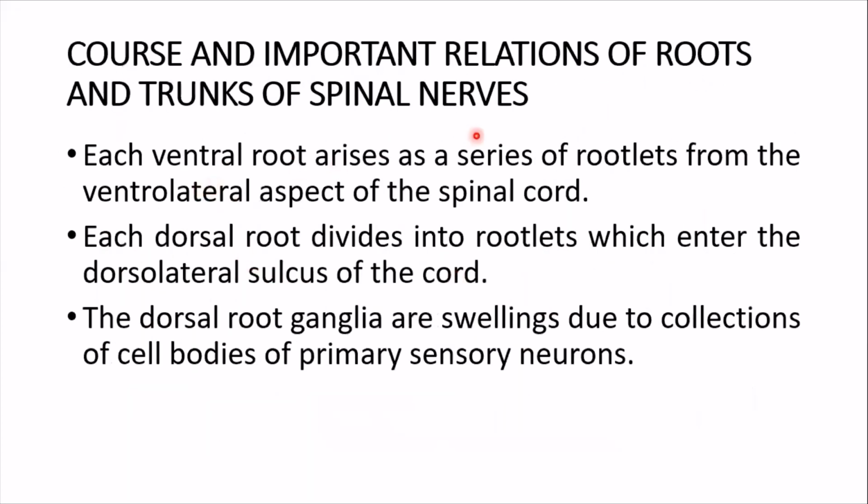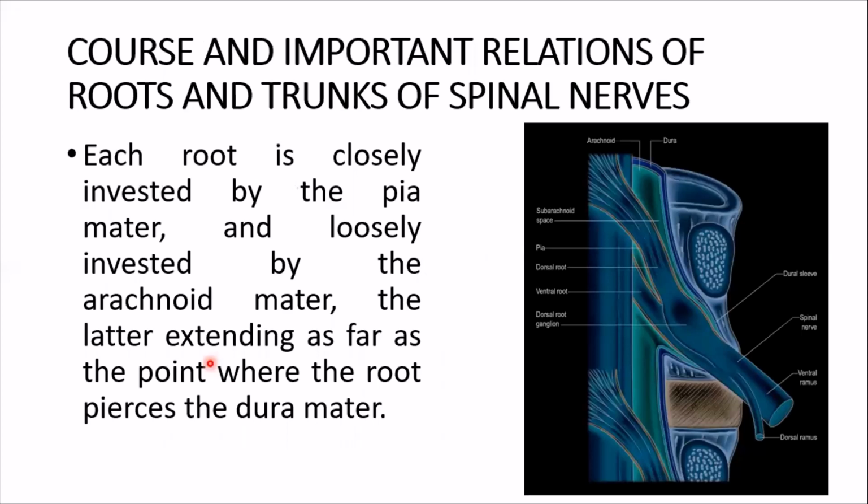So, the course and important relations of the roots and trunks of the spinal nerves. Very, very important thing. Each ventral root arises as a series of rootlets from the ventrolateral aspect of the spinal cord, as I told you already. Each dorsal root divides into rootlets which enter the dorsolateral sulcus of the cord. Already told, again telling, the dorsal root ganglia are swellings due to the collection of cell bodies of primary sensory neurons, pseudo-unipolar. So you see and study this picture.